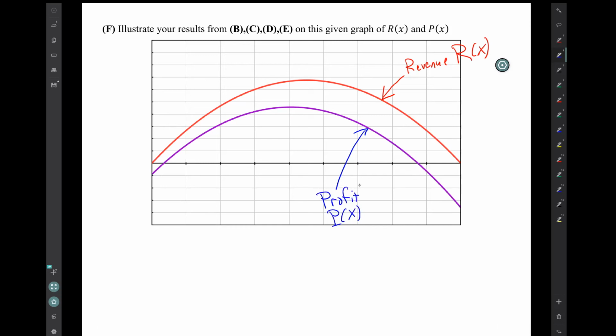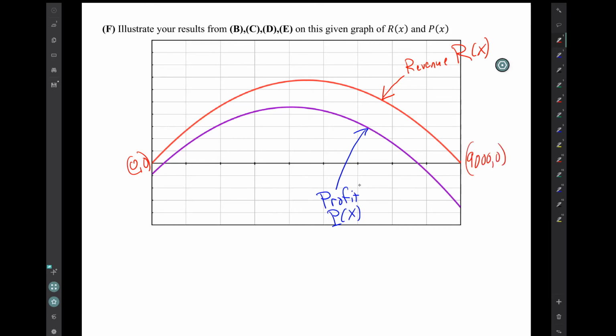Now notice a couple more things. Remember that we noticed that the revenue would be 0 when x was 0 and would also be 0 when x was 9,000. When x was 0, that meant that no cameras were sold, so the revenue was 0. So the point (0, 0) is on the revenue graph. And when x was 9,000, that was because the price was 0. So (9,000, 0) is on the revenue graph.